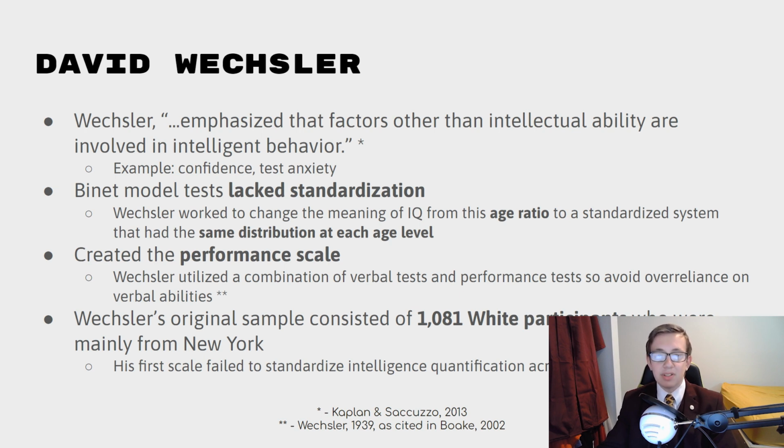His original sample consisted of 1,081 white participants who were basically all from New York. And he failed to standardize intelligence quantification, which is okay. He set the ball rolling in academia for this standardization. We have a thought process in psychology that if we fail to find significance or we fail to prove correlation, that we have failed. But it's okay to document our failures. The academic community still benefits from these failures.